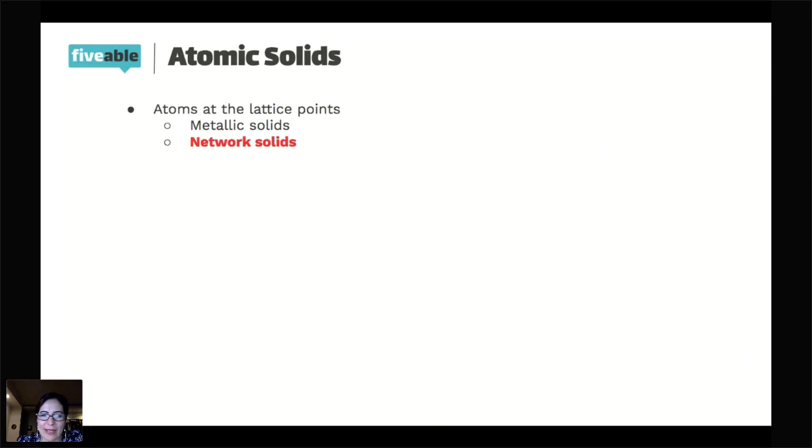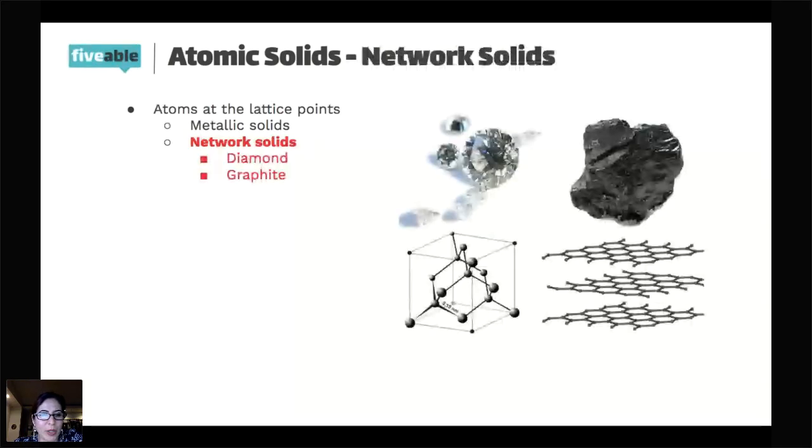Okay, and the last one that we're going to see is where the atoms at the lattice points form network solids. For example, we have diamond and graphite. Do we know which element forms diamonds or graphite? Which element of the periodic table forms diamonds? Okay, the element that forms diamond and graphite is carbon.